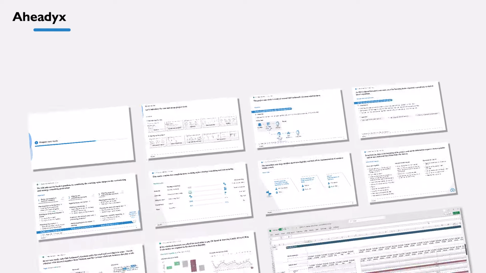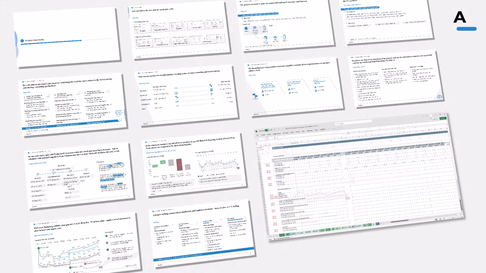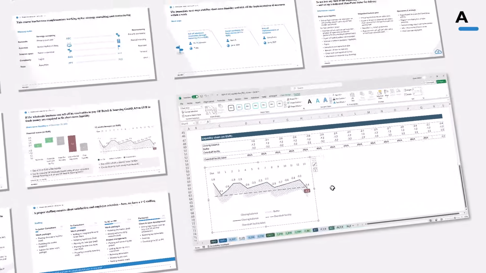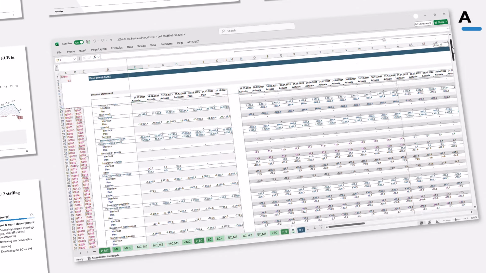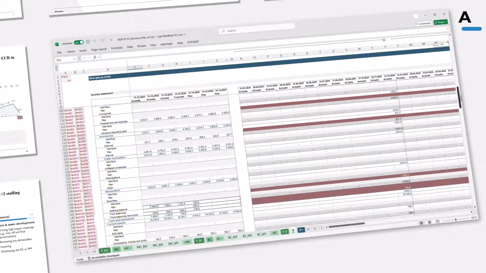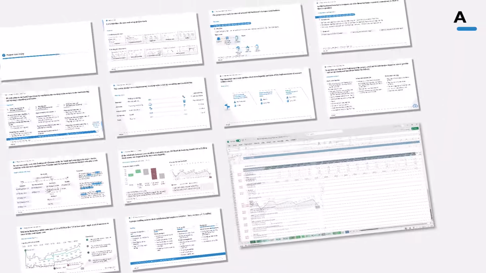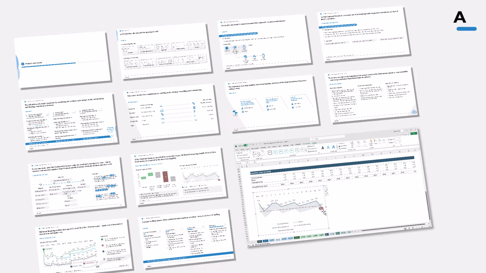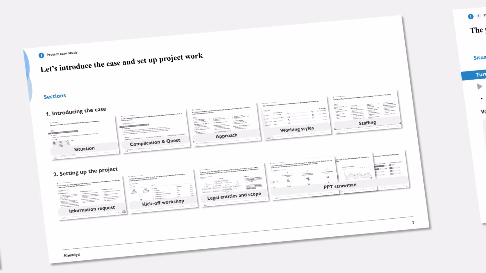In the Aheadyx project case study, you will not only learn how to structure a project like a strategy consultant, but also how to build complex financial models like they are used in restructuring or investment banking. So this case study is really unique because it provides you with a truly ambidextrous working style that teaches you all things structuring and modeling in just one case. So let's get started with the project case study.